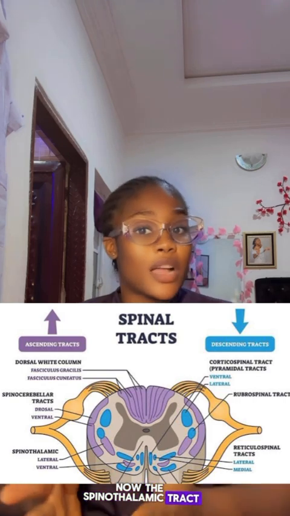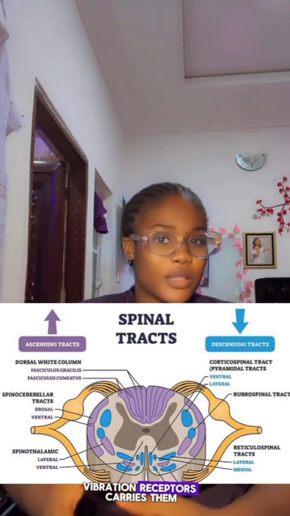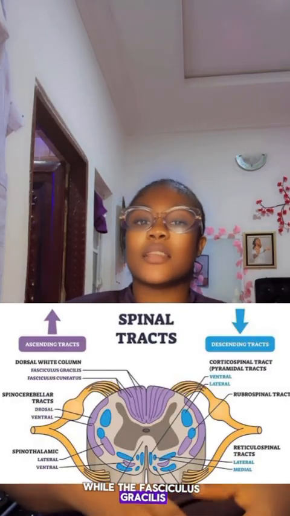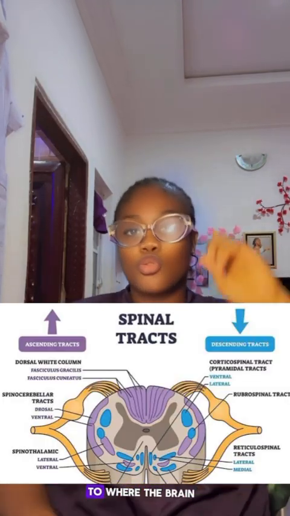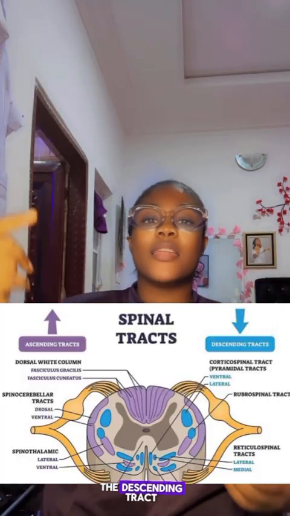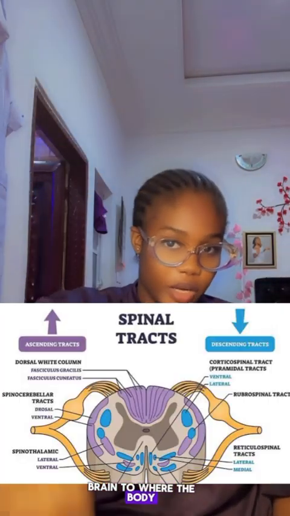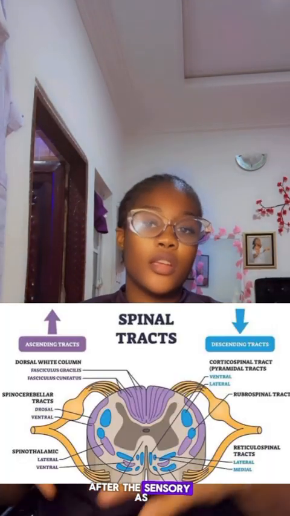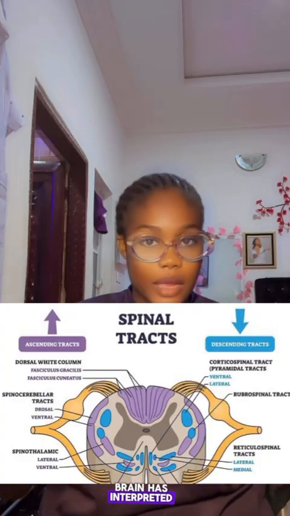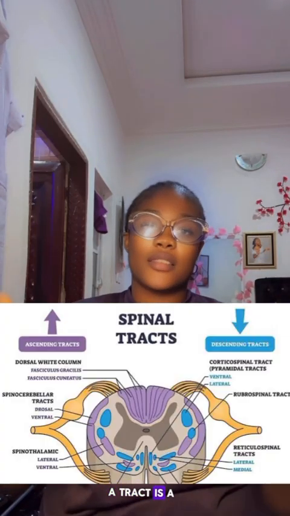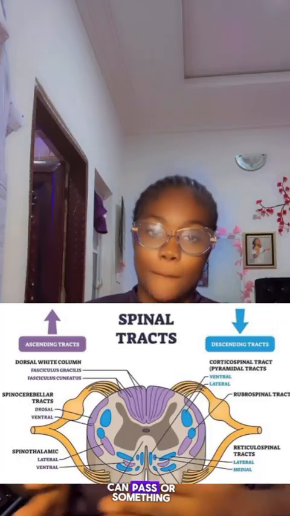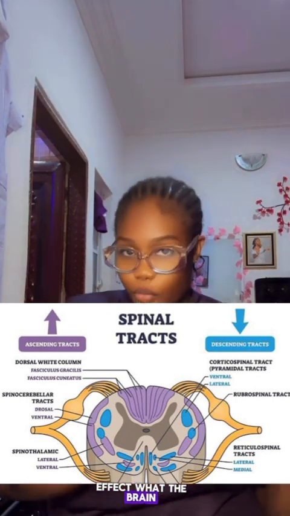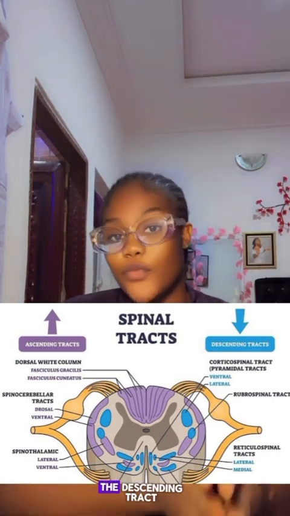Now the spinothalamic tract carries pain, touch, vibration receptors, carries them to the brain, while the fasciculus gracilis carries mainly vibration and fine touch to where? The brain. Now we talk about the descending tract, coming down from the brain to where? The body, to the muscles, to the skin, to any part of the body. Now, after the sensory has gotten up and the brain has interpreted, it has to follow through a tract. A tract is a road, like a place that someone can pass or something can pass. So it has to pass through a tract to effect what the brain has commanded. So it passes through the descending tract.